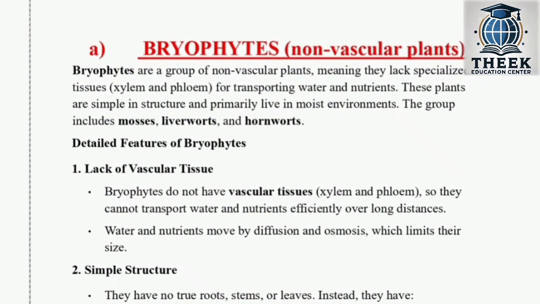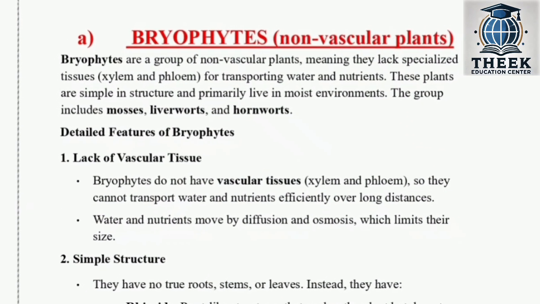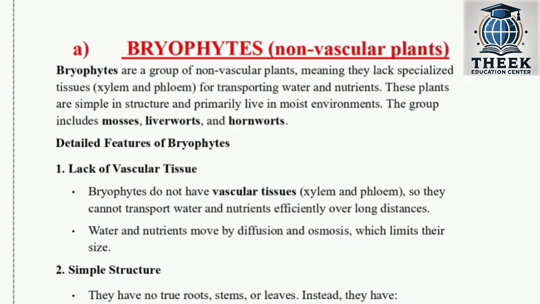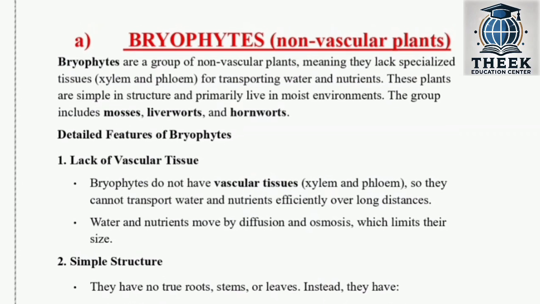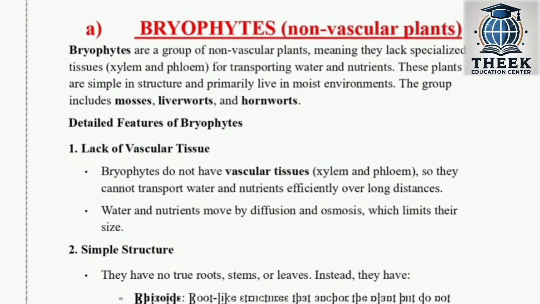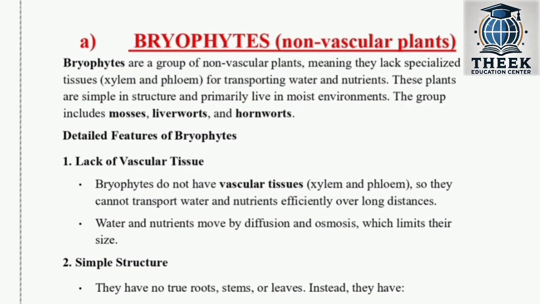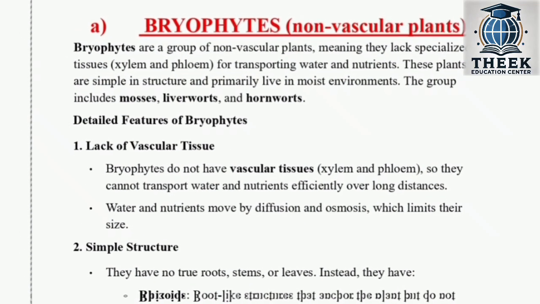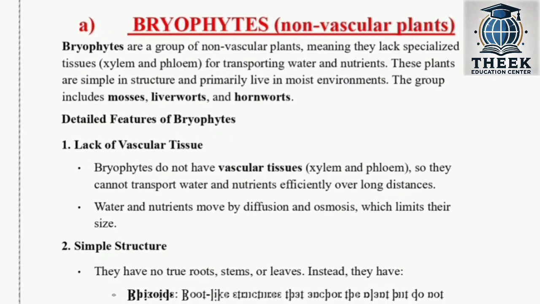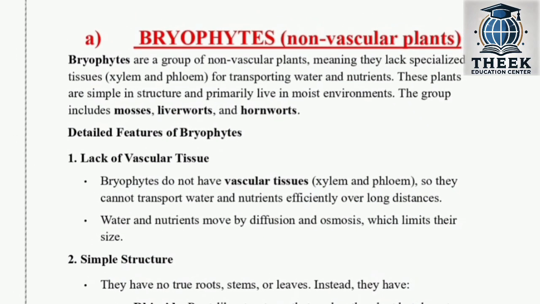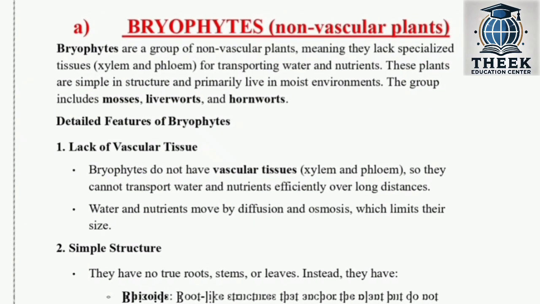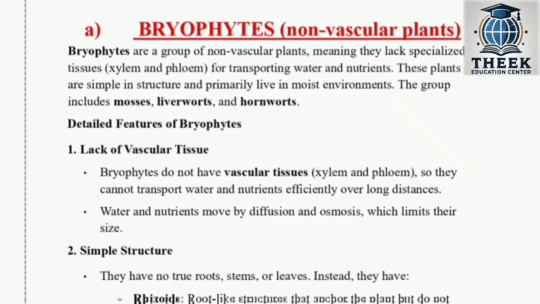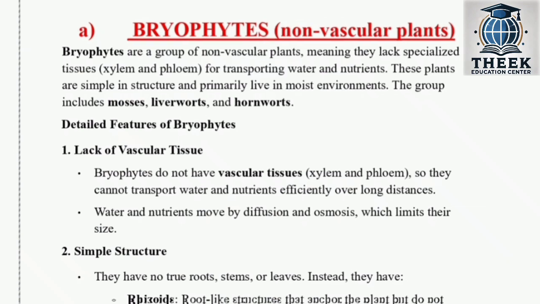So they are non-vascular. Non-vascular means they lack specialized tissues, that is the xylem and phloem, for transporting water and nutrients. These plants are simple in structure and primarily live in moist environments. They include mosses, liverworts, and hornworts. These plants don't have vascular bundles, and as we said, this is the major feature that identifies the bryophytes.